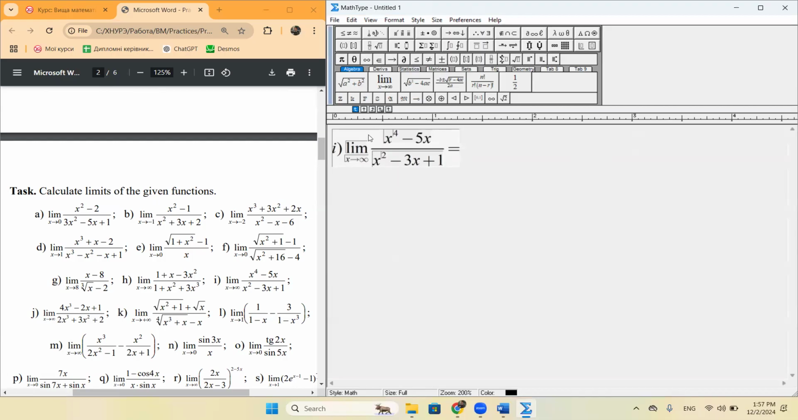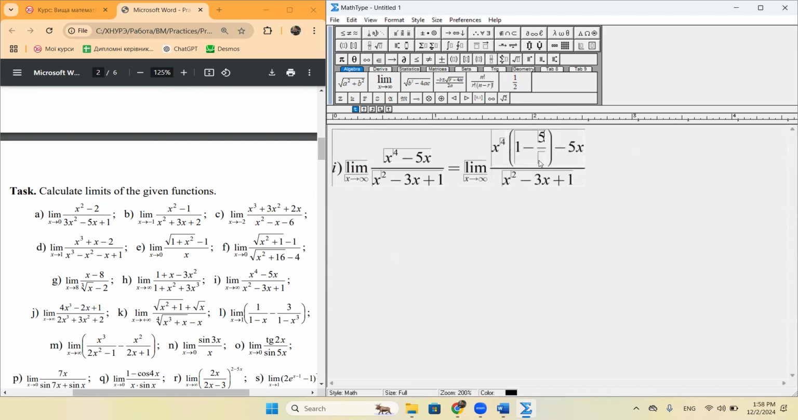So again, moving out of brackets the member with the highest power. So x in power 4 is the highest power. So there was basically no need to type it more than we had to. So 5 by x in power 3.